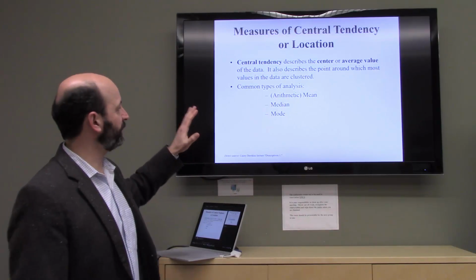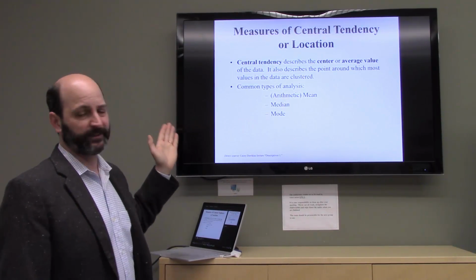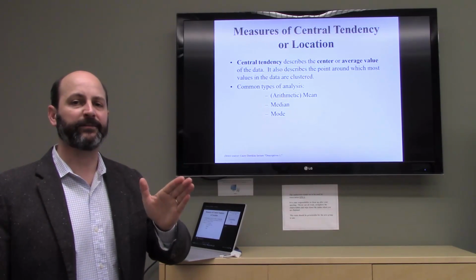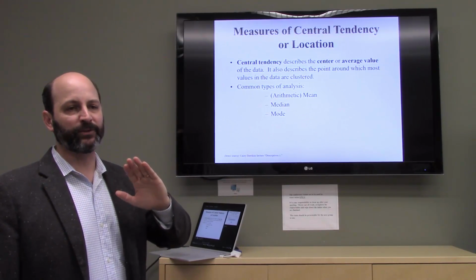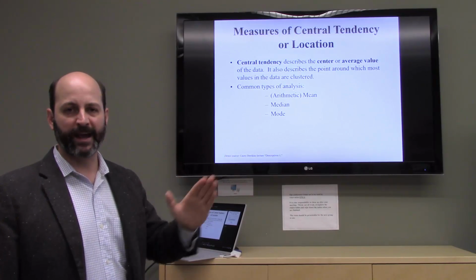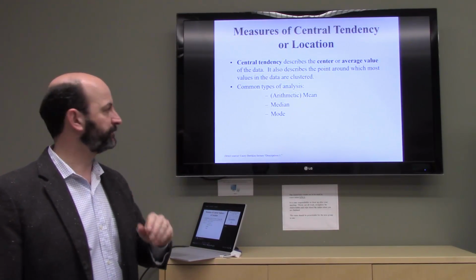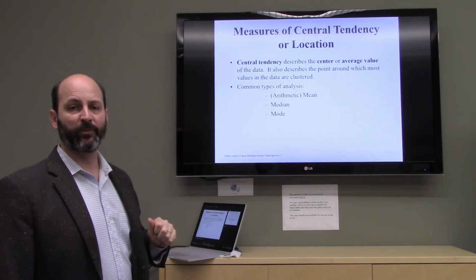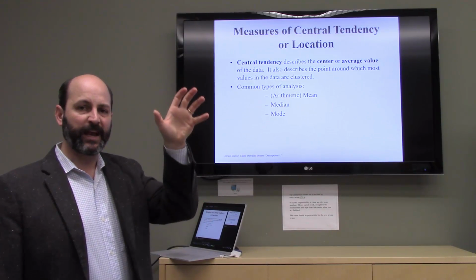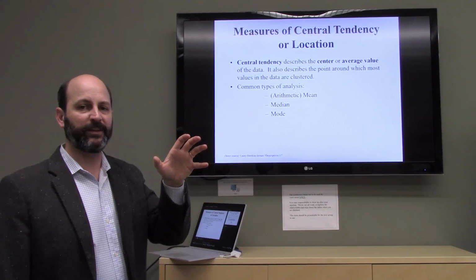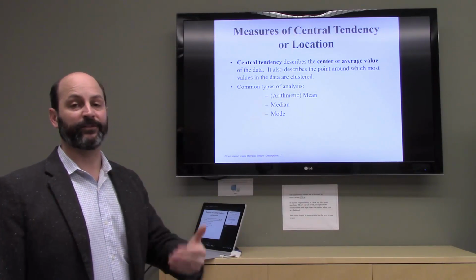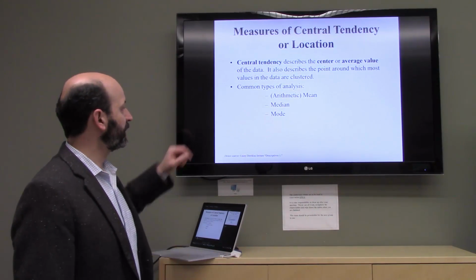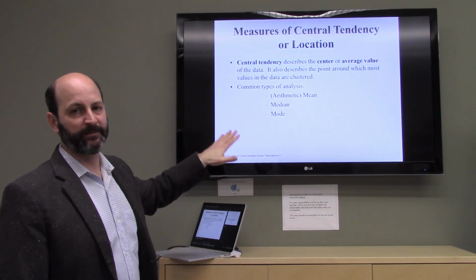Central tendency describes the center or average value of the data. It's simple. It's really just looking at different ways to define the center of the data. An important way of looking at different types of measuring data or patterns is to try to understand where the center is. It also describes the point around which most values of the data are clustered. Typically, we want to see how much of the data is clustered around that central tendency and how much of it is not. If data are not clustered around it, then we often have a lot of variability in the data, which is important to know. The common types of analysis for central tendency are the mean, the median, and the mode.